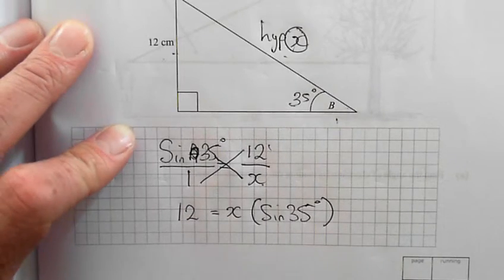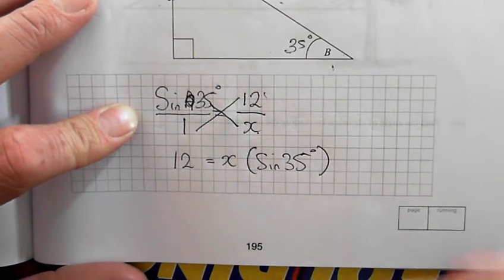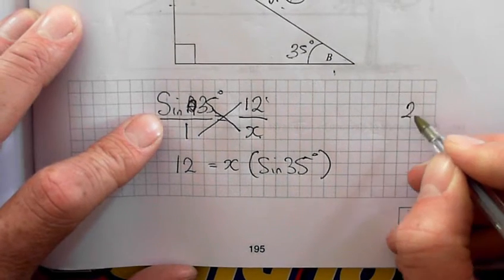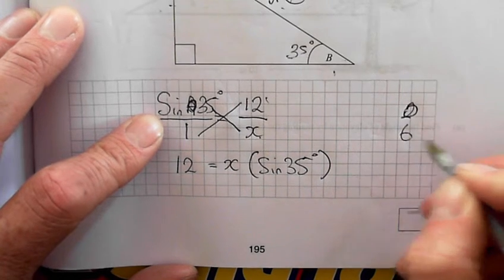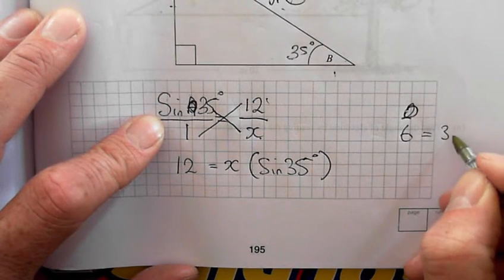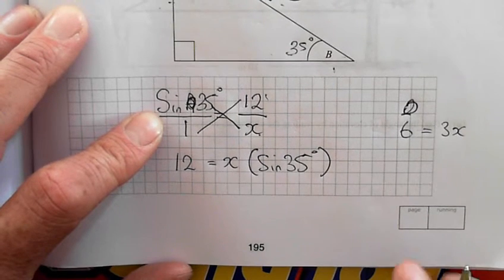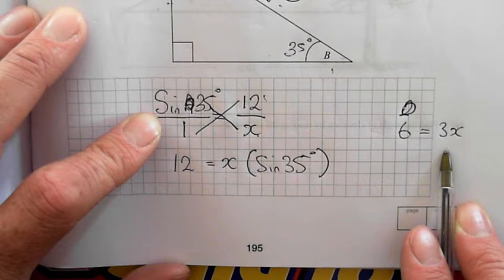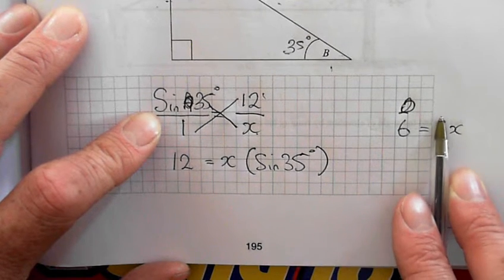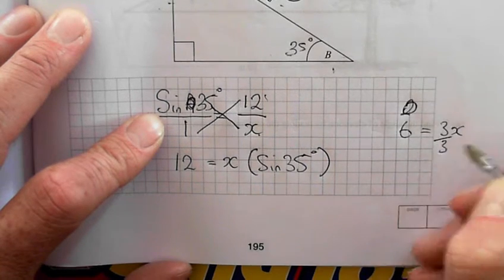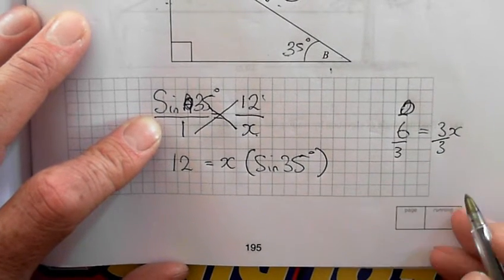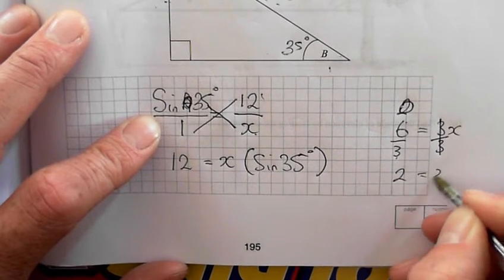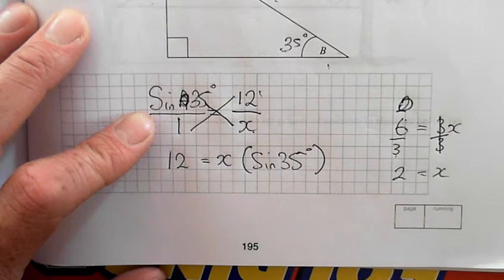Now, usually students find this next bit is difficult. How do I get rid of anything in a sum? So let's say if I had 6 is equal to 3x. How do I get rid of the 3? I divide both sides by the thing that I want to get rid of. I want to get rid of the 3. So divide both sides by 3. 3 into 3 becomes 1. 6 divided by 3 is 2. Makes it simple, doesn't it?